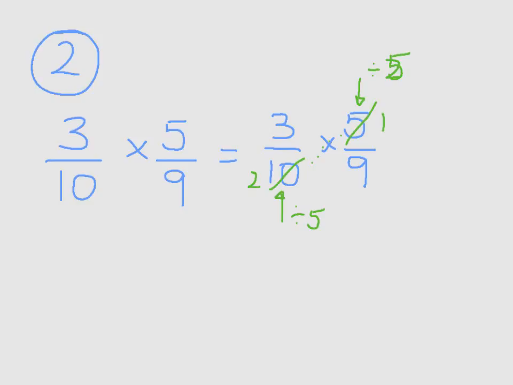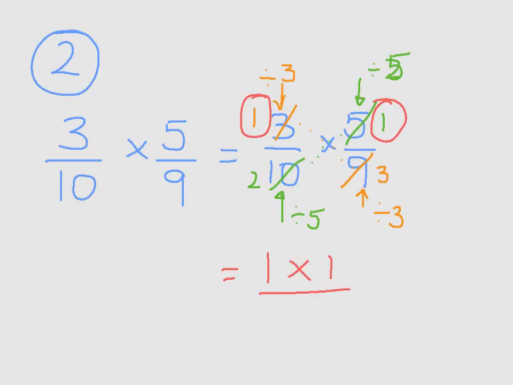And then if we go across the other diagonal, the common factor here between 3 and 9 is 3. So we can divide by 3. So 3 divided by 3 is 1, 9 divided by 3 is 3. So now we can multiply our two new numerators together. So we've got 1 times 1. And we can multiply our two new denominators together, 2 times 3. And we get the answer again to be 1/6.